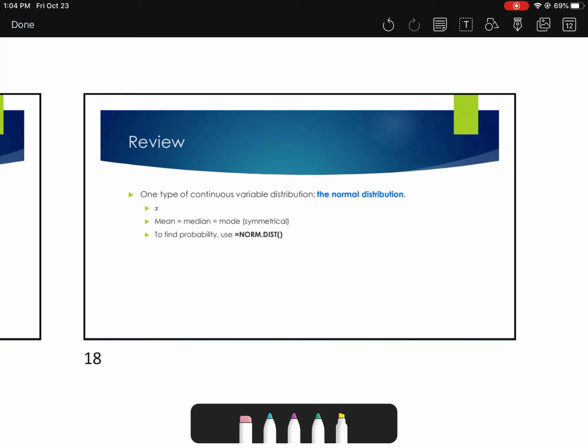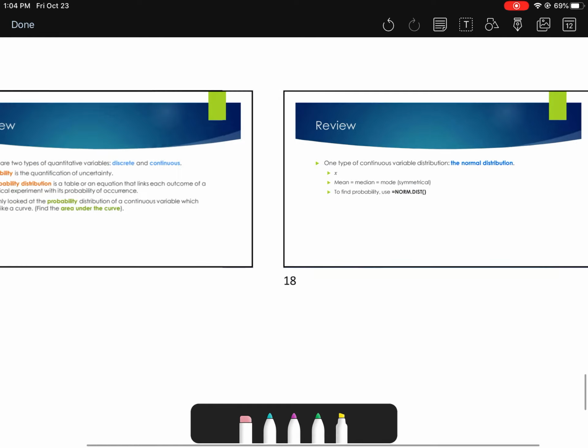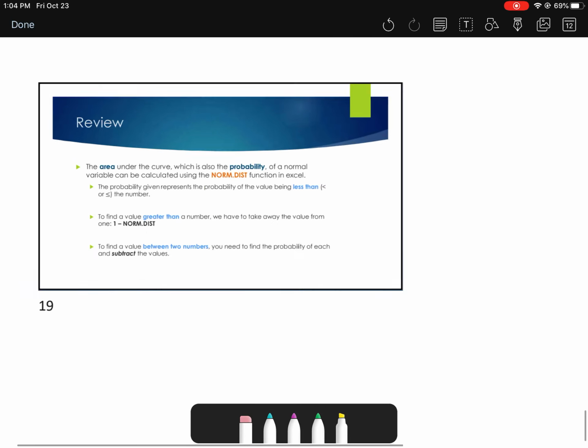One type of continuous variable distribution is the normal distribution. So your variable here is x. The mean, median, mode are all the same, so that's why it's symmetrical. And to find the probability, use equals your norm.dist. And again, you put in your x variable, the mean, the standard deviation, and always true.